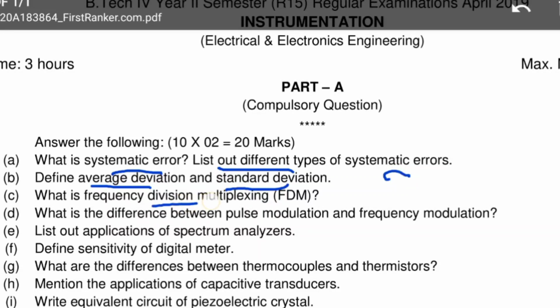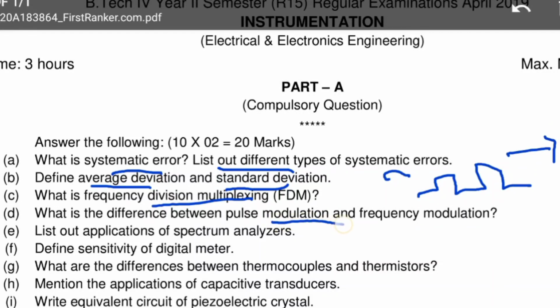What is frequency division multiplexing? In frequency division multiplexing, the frequency will be divided among all the different stations. Time division means time will be divided. Suppose in broadcasting stations, frequency is allotted to different stations. That is frequency division multiplexing, which we use in transmission of data.